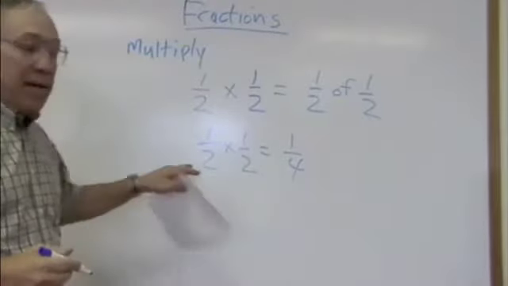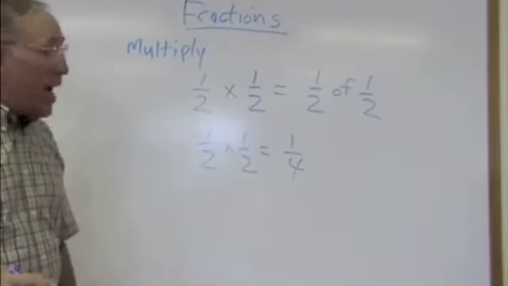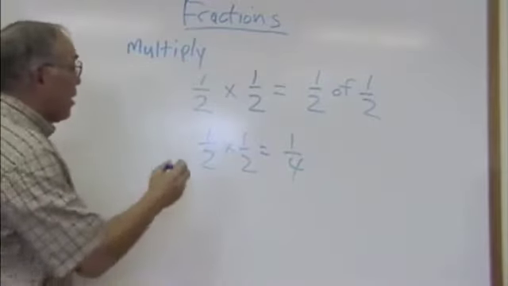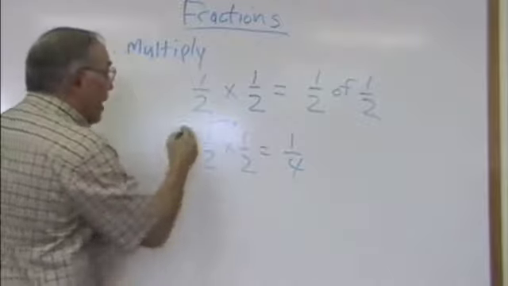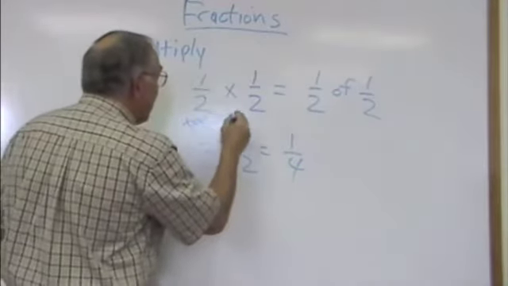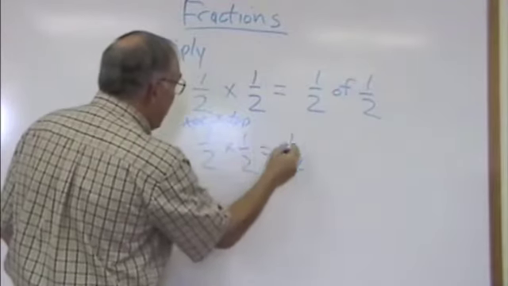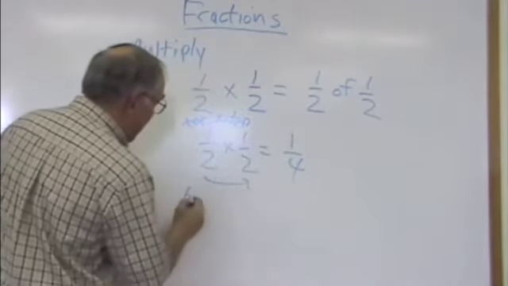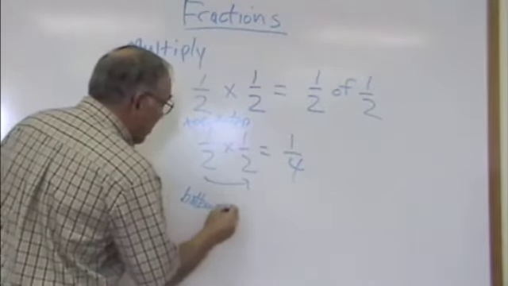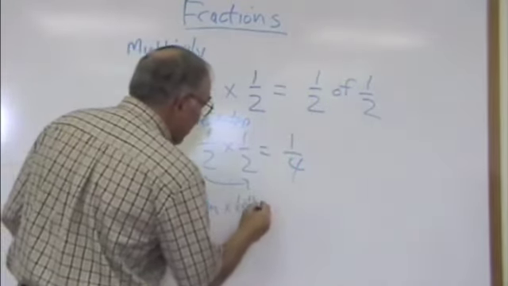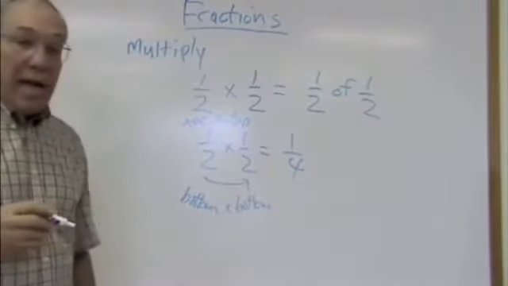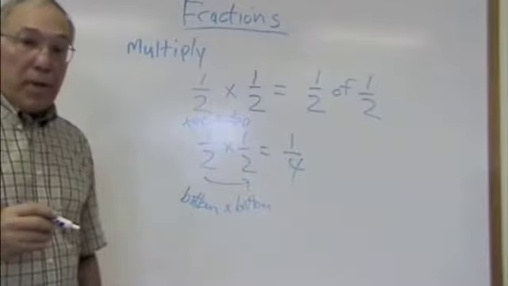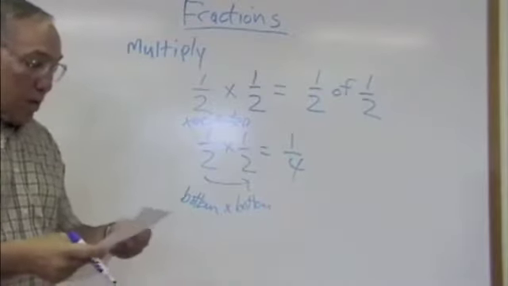Again, it doesn't matter anymore whether the denominators are the same or not. They happen to be the same here, but the rule for multiplying fractions is we multiply the top number times the top. 1 times 1 is 1, and we multiply the bottom number times the bottom. 2 times 2 is 4. So 1/2 times 1/2 is 1/4. Half of a half is a quarter.